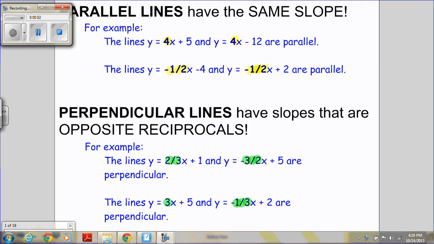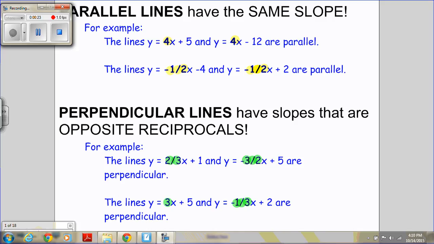This is a few review exercises for your week 9 DCA. Write your notes on page 35 of your notebook. The first thing we're going to discuss is parallel lines and perpendicular lines.